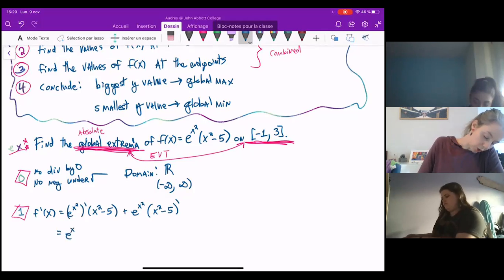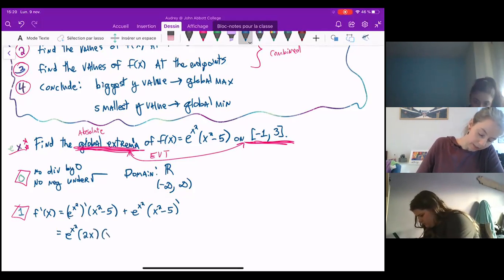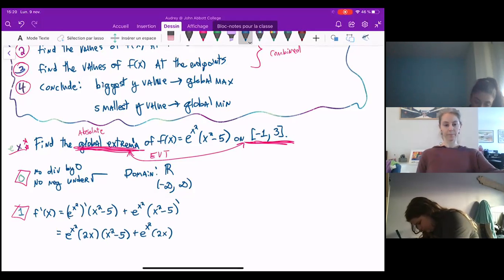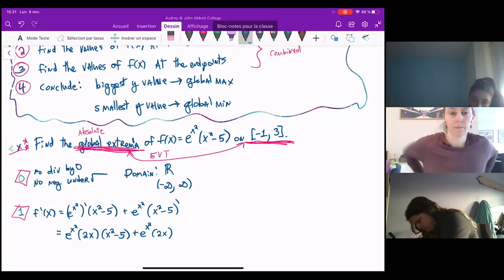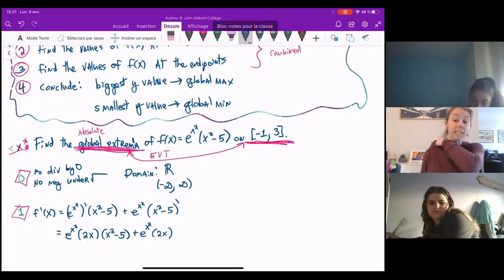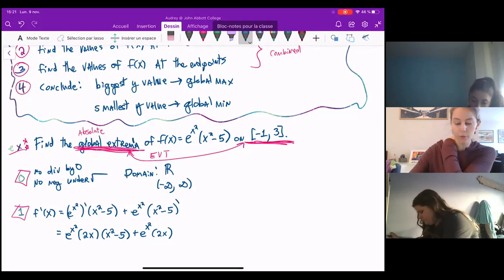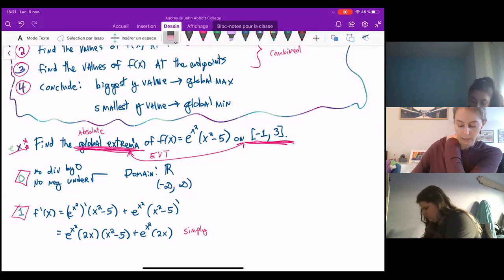So this is e to the x squared. We have a chain rule here, times 2x times x squared minus 5 plus e to the x squared times 2x. And then we want to simplify this thing because we need to find critical values. So we need the greatest common factor. Simplify.